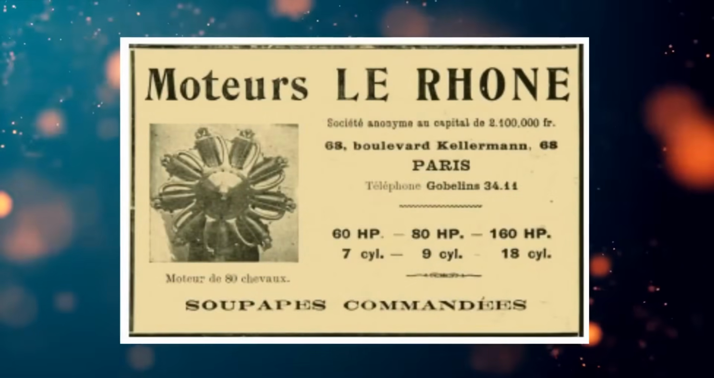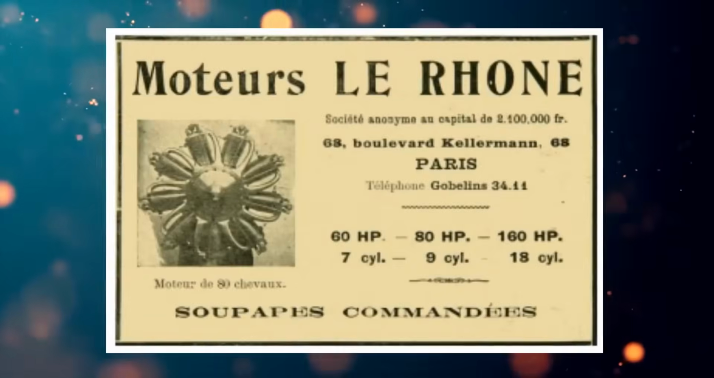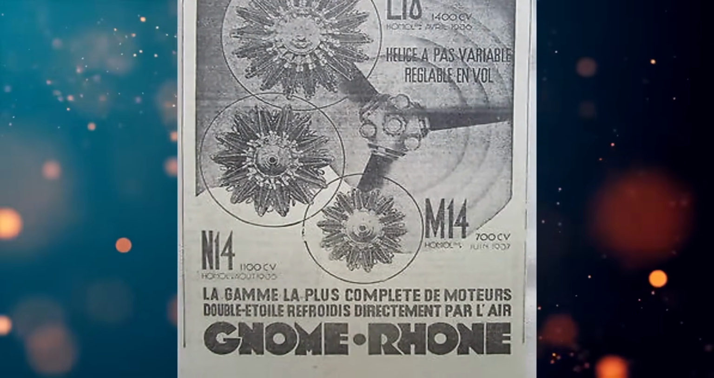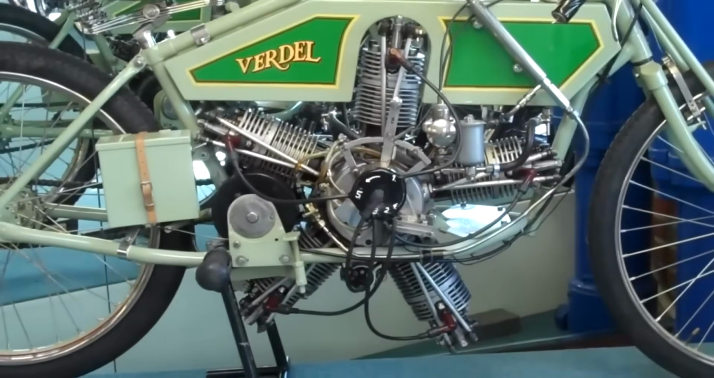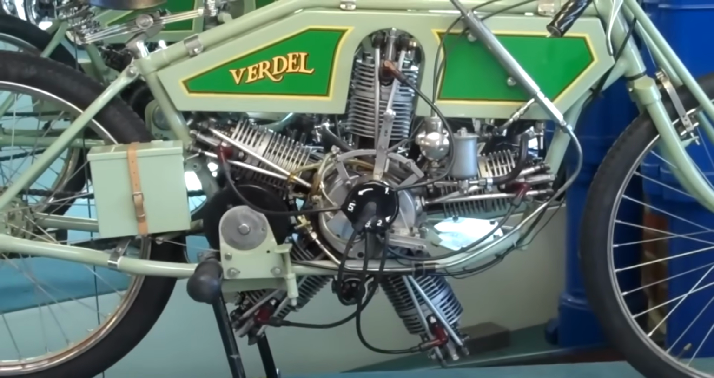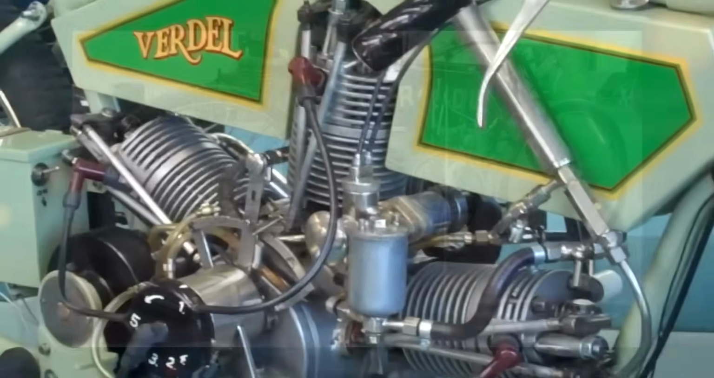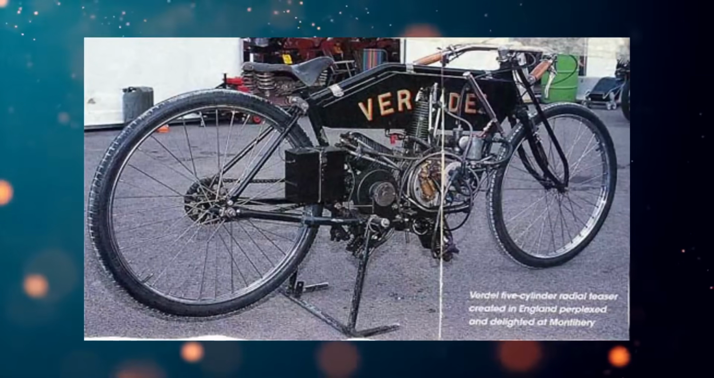In 1912, he founded a factory for producing aircraft engines called L'Aron, which soon, in 1915, merged with Gnome to create the Gnome-Rhone brand. Louis Verdel did not produce motorcycles. The famous Verdel motorcycle with a 5-cylinder radial engine of 750 cc was built in Lancashire as an engineering experiment and was later purchased by Sammy Miller, in whose collection it is now. Originally, the motorcycle was black, but later it was repainted in white and green.